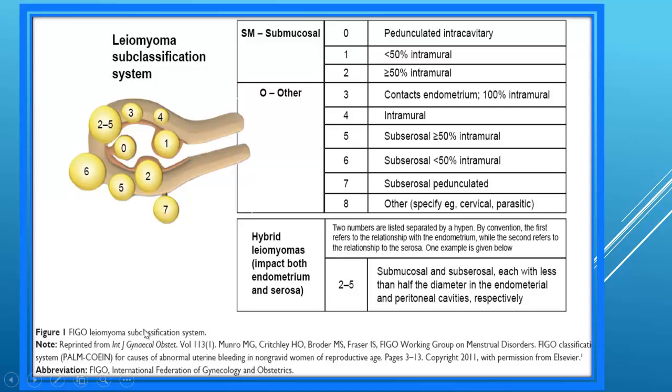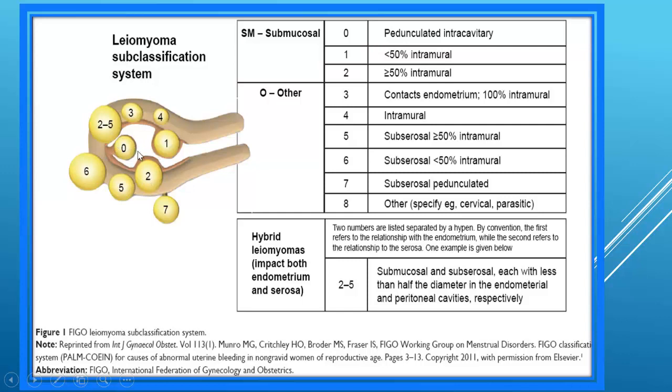الفيجو leiomyoma subclassification اللي هو International Federation of Gynecology and Obstetrics. We will classify the fibroids starting from 0, the intracavitary fibroid, to 7, which is the pedunculated subserous fibroid, and in between we have different categories. So mainly the 3 concerning us here are those indenting the cavity that cause infertility in most cases, bleeding.